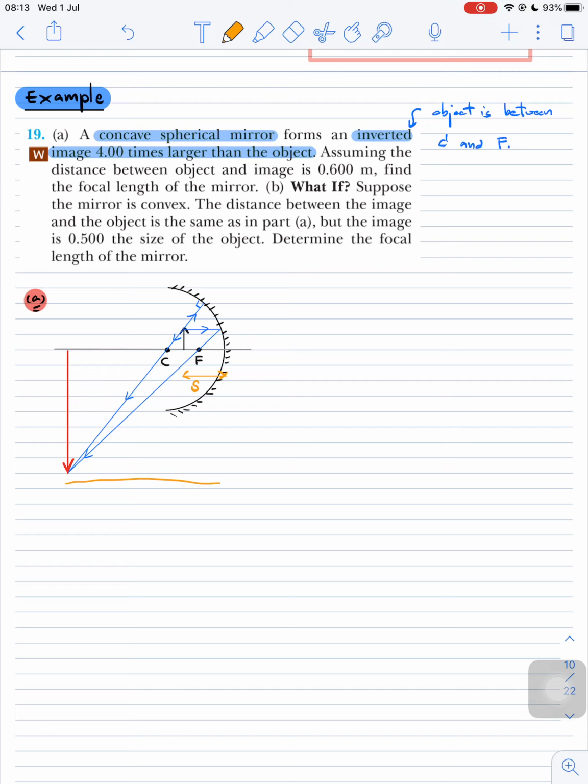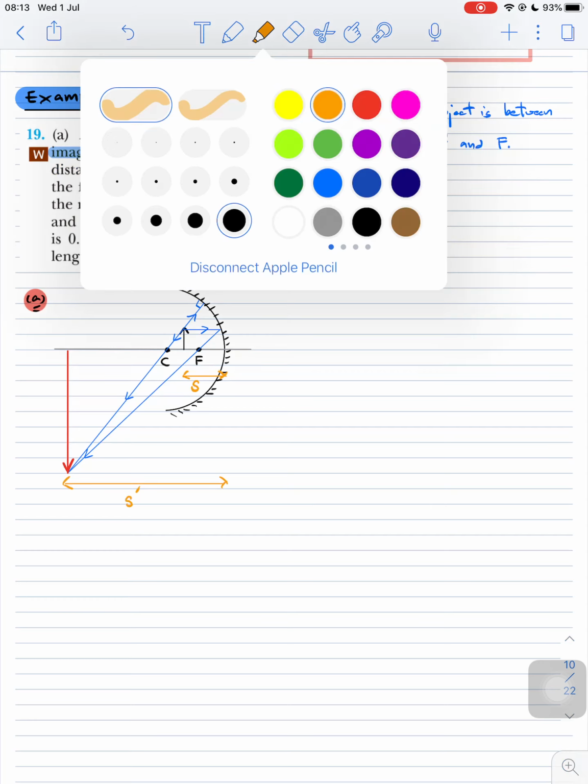And now here, the image distance, we use the symbol s prime. Okay, the s prime. So then from this sentence, the distance between the object and the image is 0.6 meter.